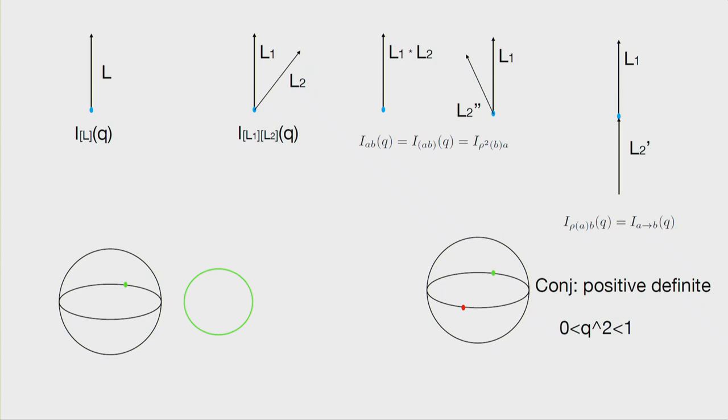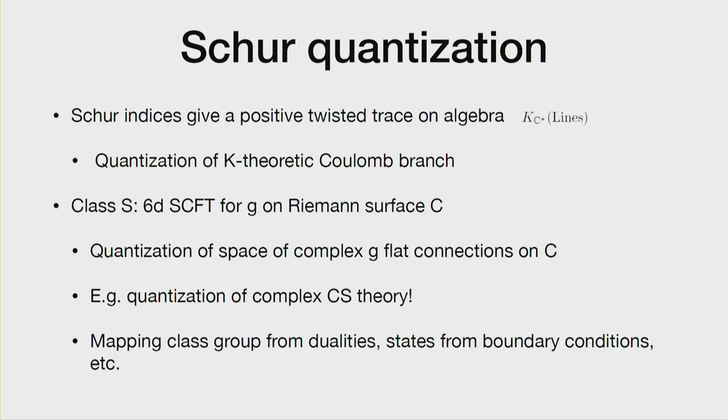It's very easy to check, well, not very easy, but it's possible to check all of these properties for various simple examples, such as Seiberg-Witten theory. Now, okay, so the Schur index gives me a positive twisted trace on an algebra, which is this algebra of fusion of lines. It's called the K-theoretic Coulomb branch by mathematicians, also perhaps by some physicists.